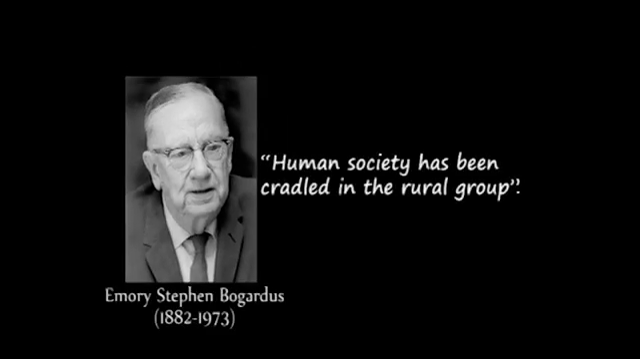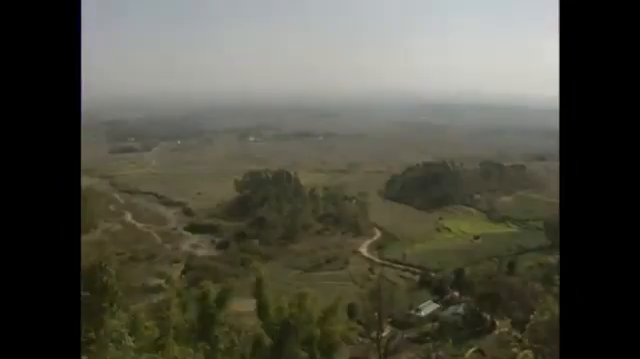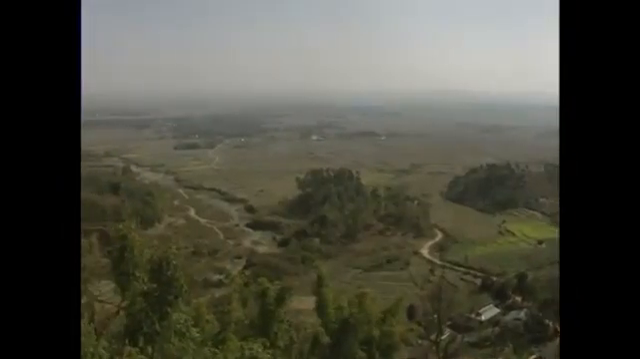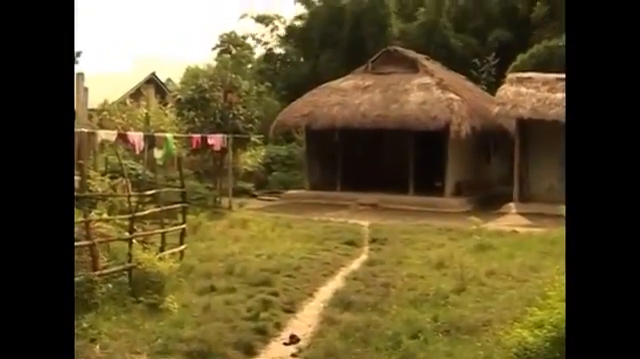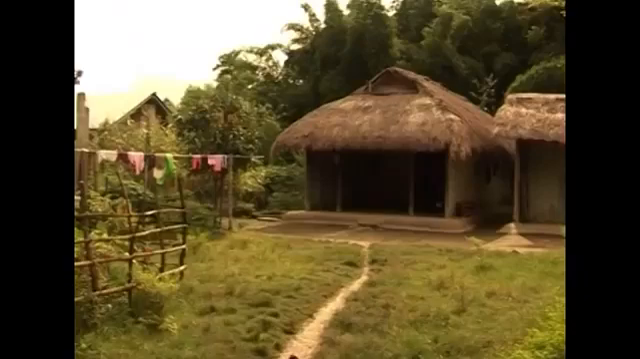Village is the oldest permanent community of men. All early communities were basically rural in character. Bogardus says, human society has been cradled in the rural group. The rural community simply means a community that consists of people living in a limited physical area and who have common interests and common ways of satisfying them.